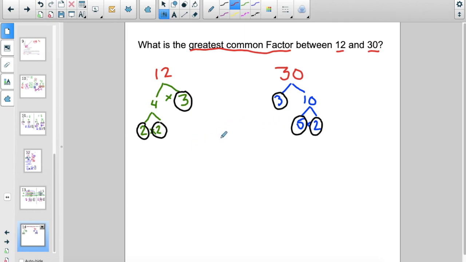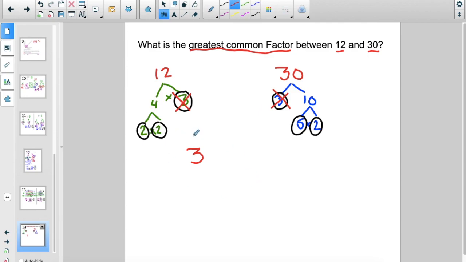Now, here comes the tricky part. I need to find a number that is circled underneath 12 that is also circled underneath 30. And if I look, I see that I have a 3 in both of these. So what I'm going to do is cross the 3's out because I have a pair, and I'm going to rewrite it. Now, if this was the only number that they had in common, 3 would be my greatest common factor.